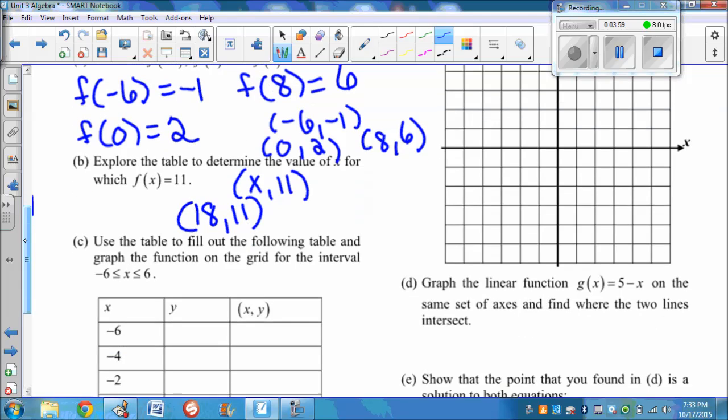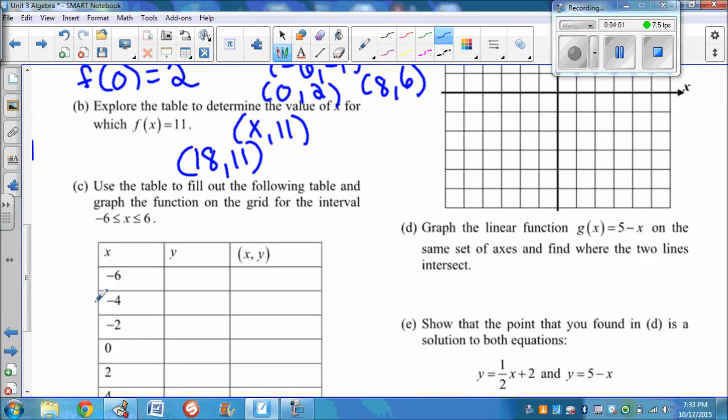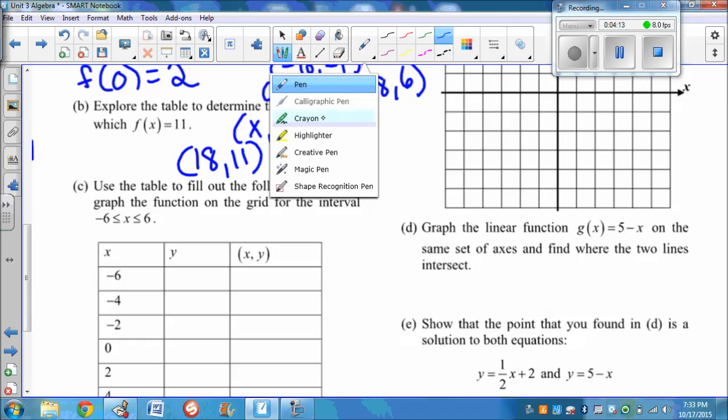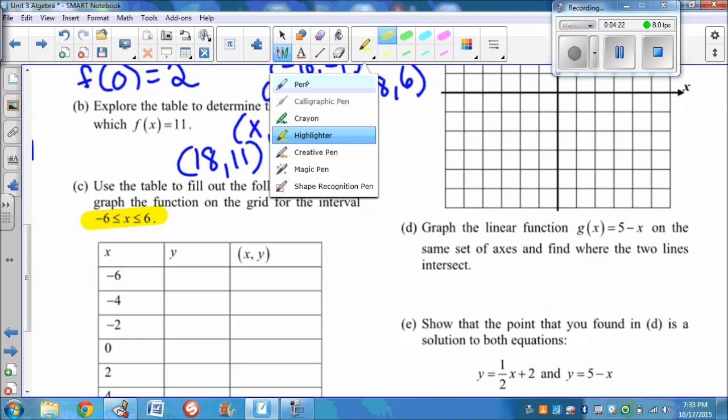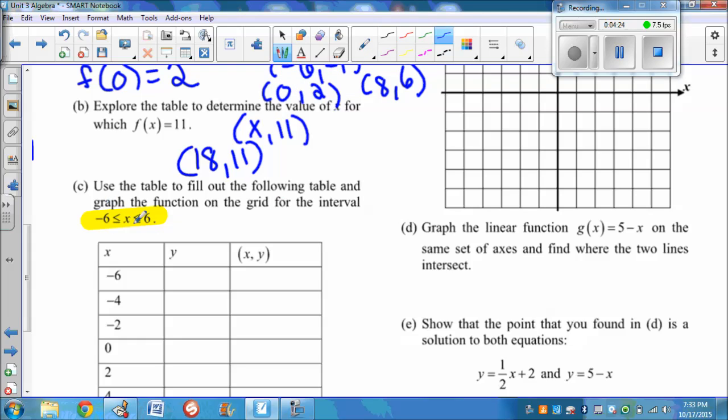It says use the table to fill out the following table and graph the function on the grid for the interval -6 is less than or equal to x, which is less than or equal to 6. So in this one, we talked about this in class, they're giving us a specified domain. So when they give us that specified domain, we have to make sure that we don't put arrows on our graph, because they just want to see that little chunk of the graph. And in this case, because it's linear, we're not going to see the complete line, so no arrows. We're just going to see a line segment.